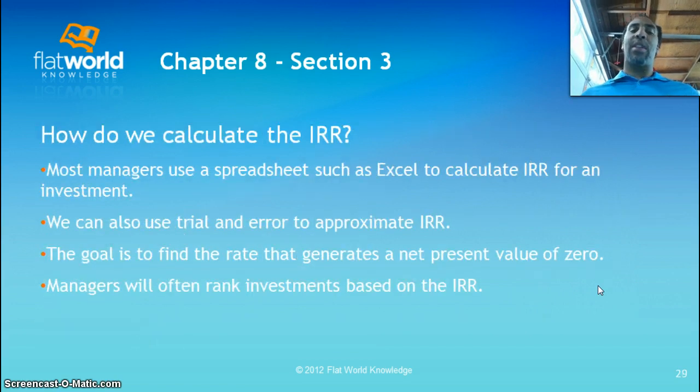So how do we calculate the internal rate of return? Most managers use a spreadsheet such as Excel to calculate the internal rate of return for an investment. We can also use trial and error to approximate the internal rate of return. The goal is to find the rate that generates a net present value of zero, or closest to zero is more like it in reality. Managers will often rank investments based on the internal rate of return.